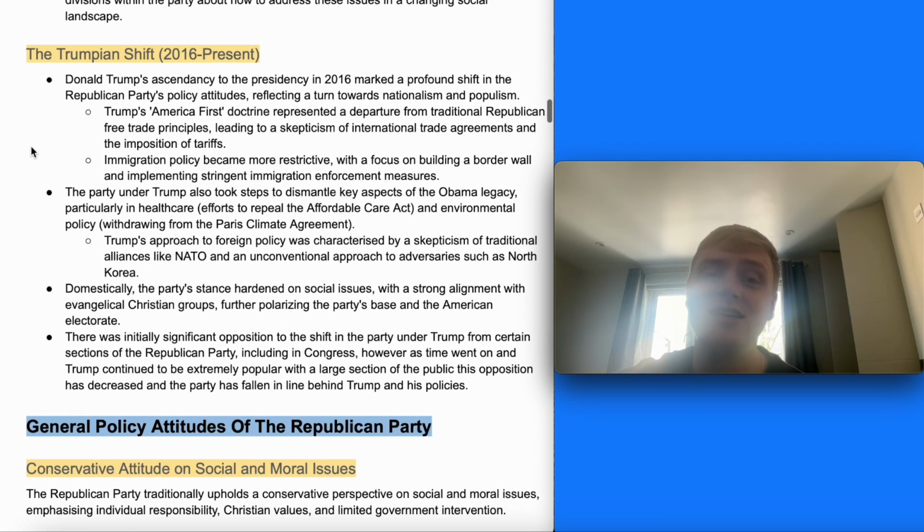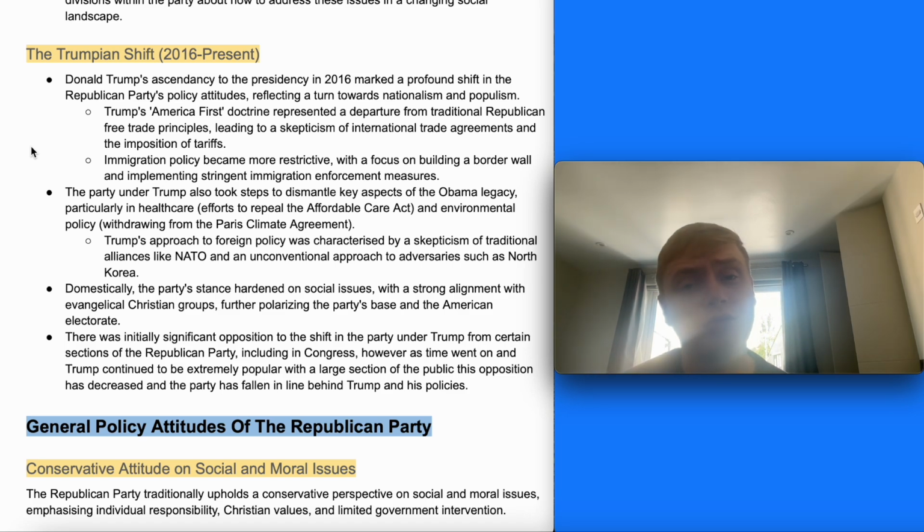So Trump's ascendancy to the presidency in 2016 marked a profound shift in the Republican Party's policy attitudes, reflecting a turn towards nationalism and populism. Trump's America First doctrine represented a departure from traditional Republican free trade policies, leading to a skepticism of international trade agreements and the imposition of tariffs. Immigration reform became more restrictive, with a focus on building a border wall and implementing stringent economic immigration enforcement measures.